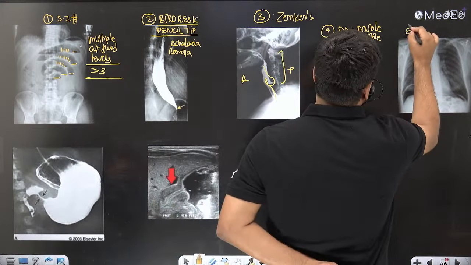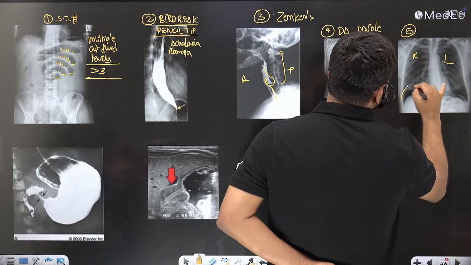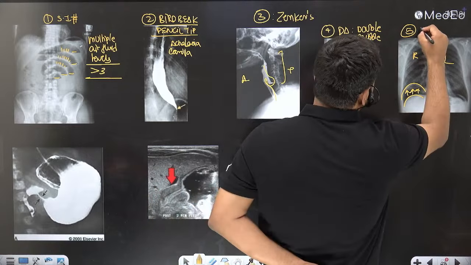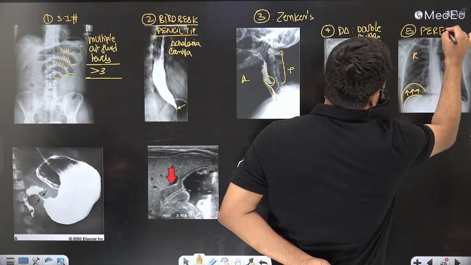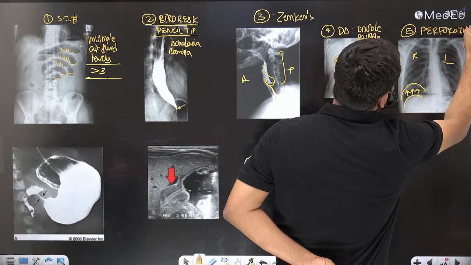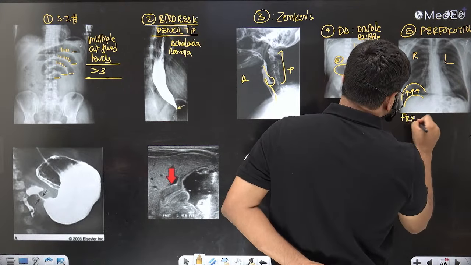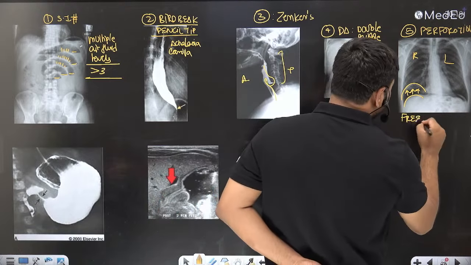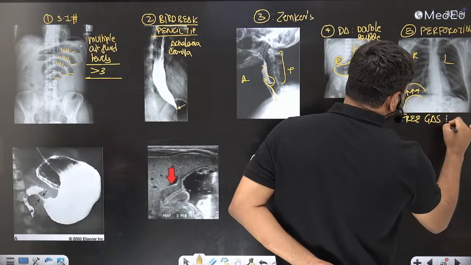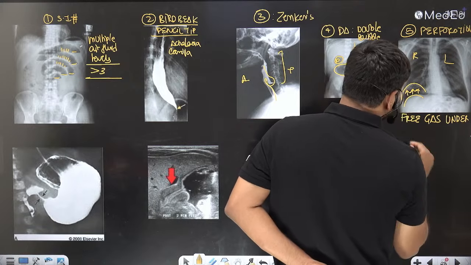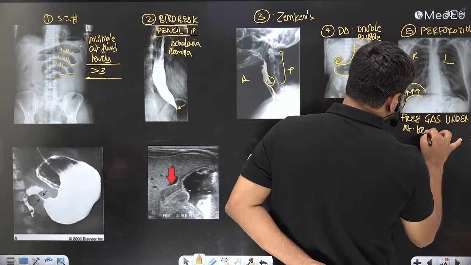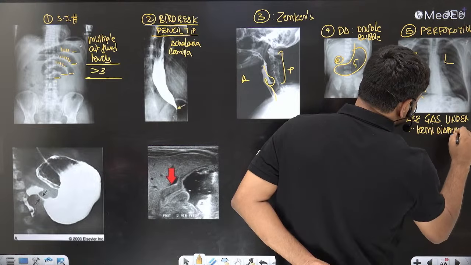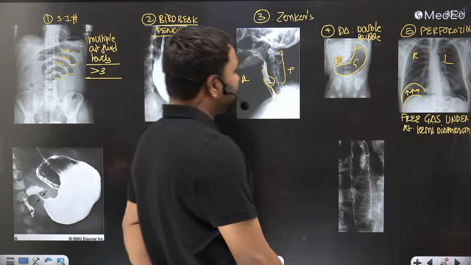Image number 5, you can see this is the right side, this is the left side. The diaphragm is elevated, liver shadow, free gas under right hemidiaphragm. This is your hollow viscus perforation. In a hollow viscus perforation, you see free gas under right hemidiaphragm.